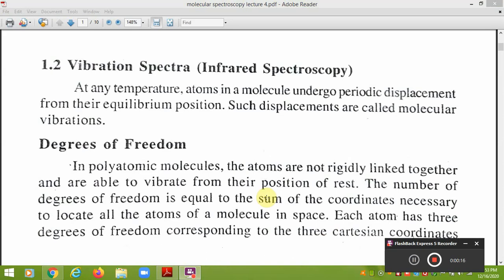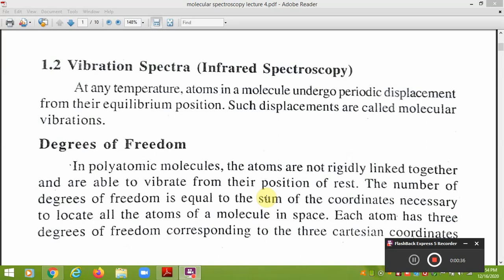Dear friends, in the previous part, we discussed rotational spectroscopy and the different conditions for rotational spectroscopy. We also studied some numericals of problems based upon rotational spectroscopy and we tried to solve them.